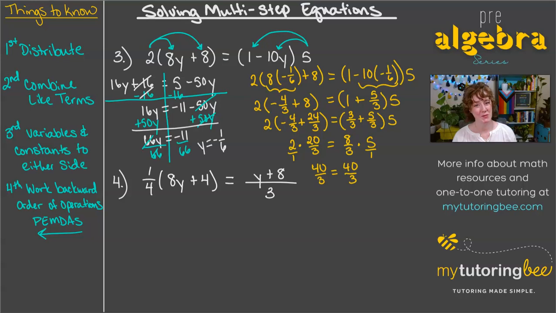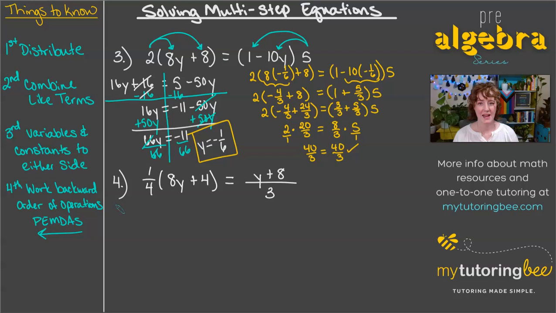And as always, we want to check our solution, make sure that it's correct, so I've substituted it in here for y in my original equation. Used order of operations to solve each side, wound up with the same answer for both sides, so we know that our solution of negative 1/6 is correct.